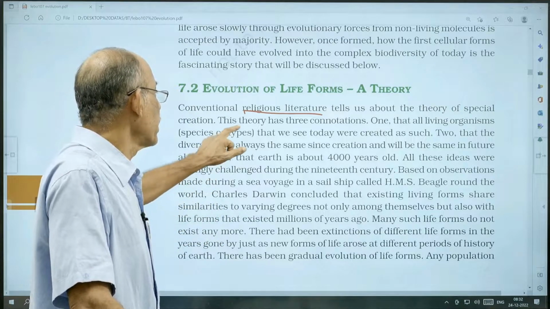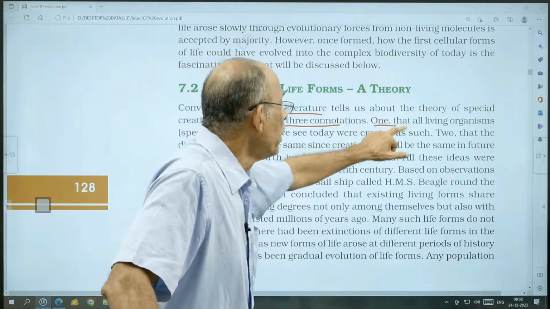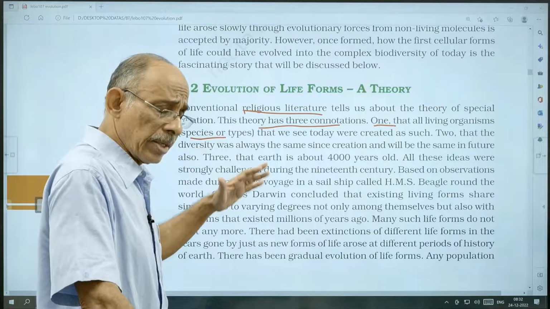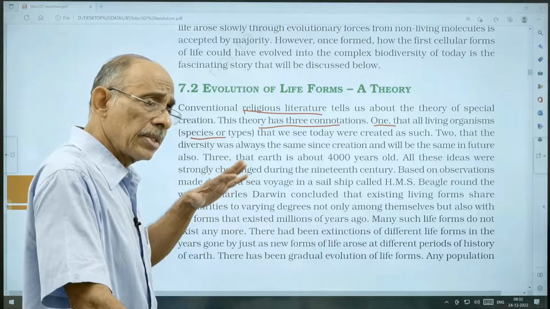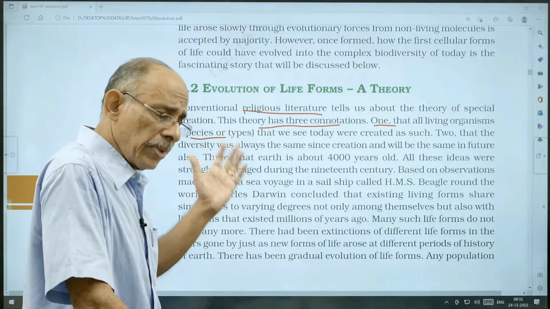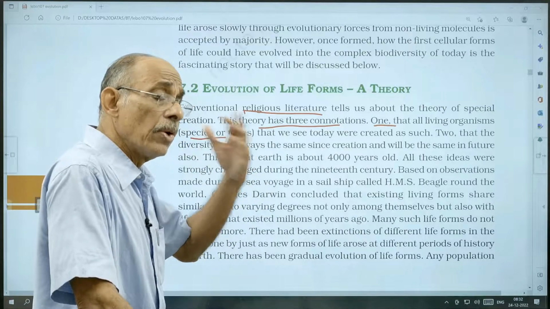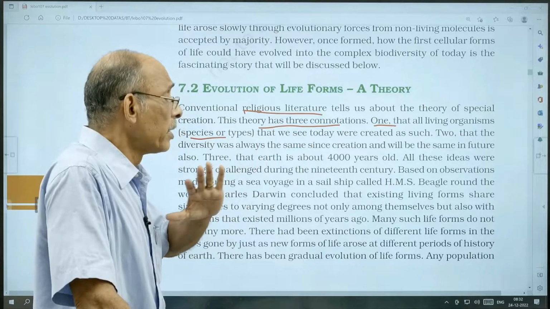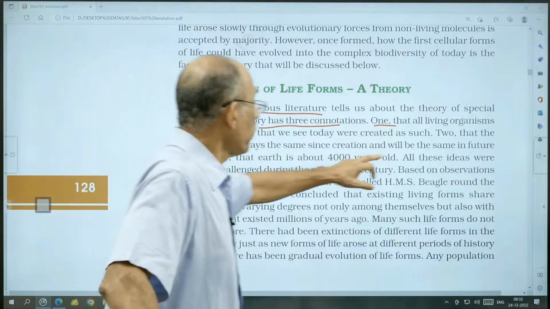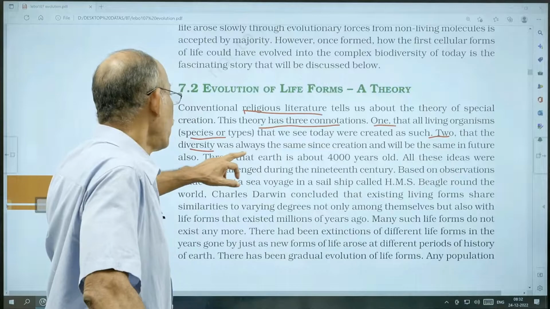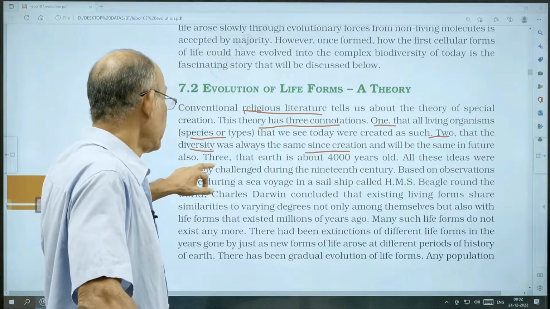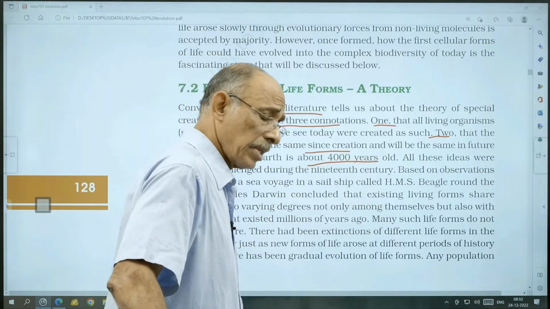It has three main points. One is that all living organisms, species, and types that we see today were created as such. All these living organisms are created as such, which means there was no evolution in the past, and there will be no evolution in the future also. The biodiversity will remain as such. The second point is that the diversity was always the same since creation and will be the same in the future also. Third point, Earth is only 4,000 years old.